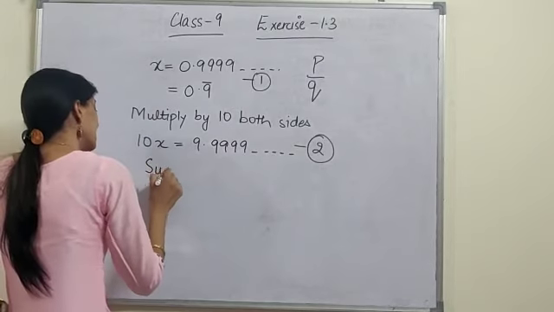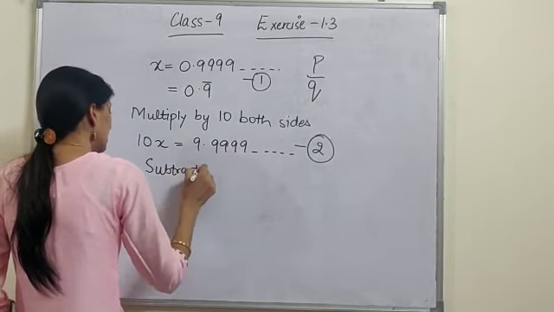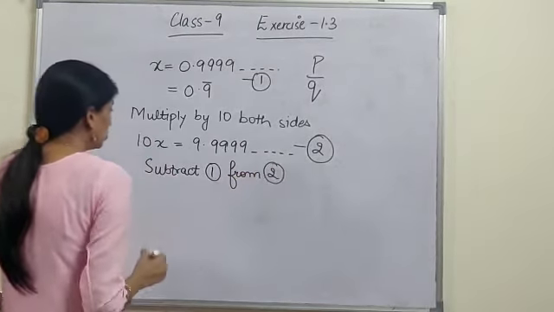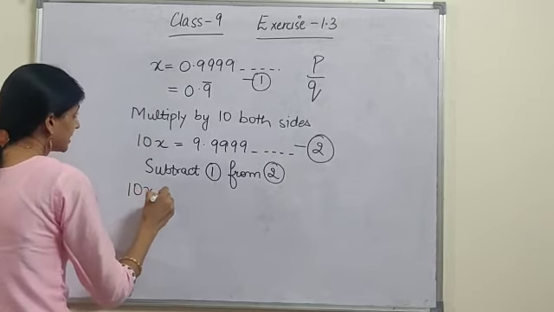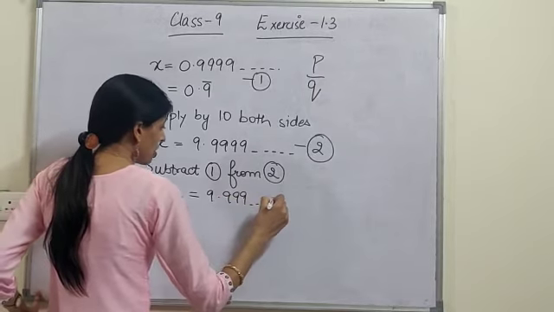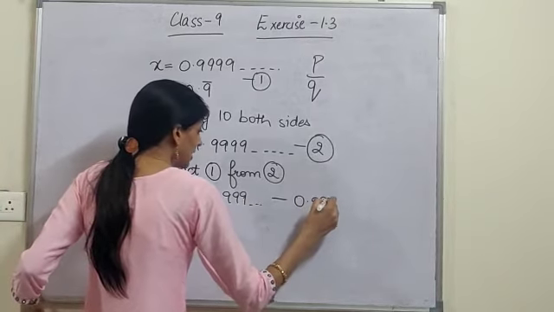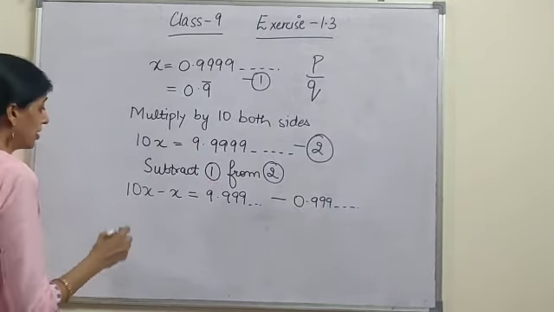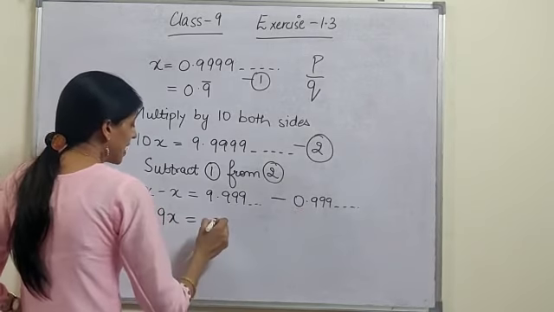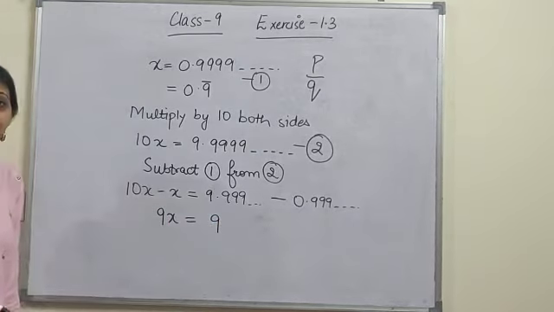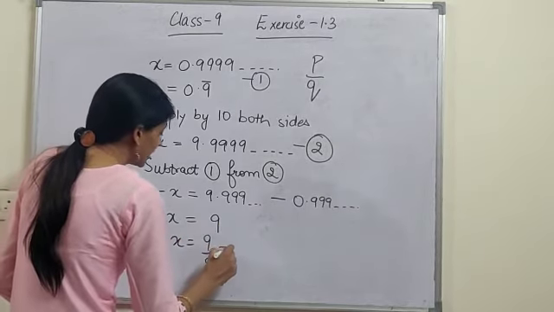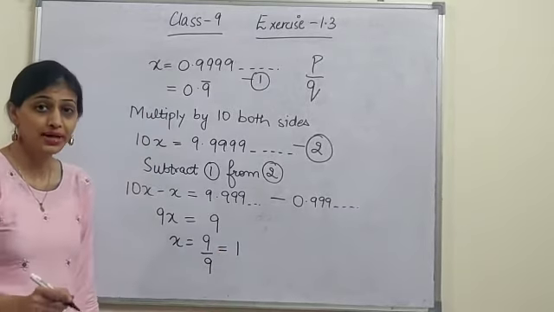Now what is the next step? Subtract 1 from 2. So it comes out to be 10x minus x is 9.999 and so on minus 0.999 and so on. So it comes out to be 9x, and when we subtract both it comes out to be 9. So x equals to 9 upon 9. It cuts out and equals 1.